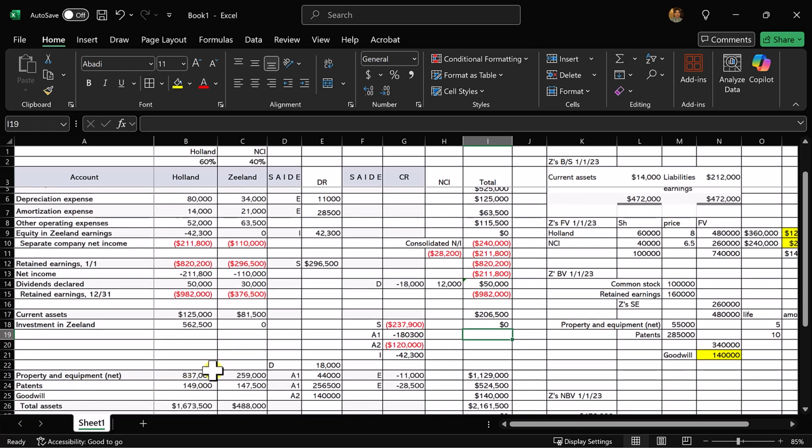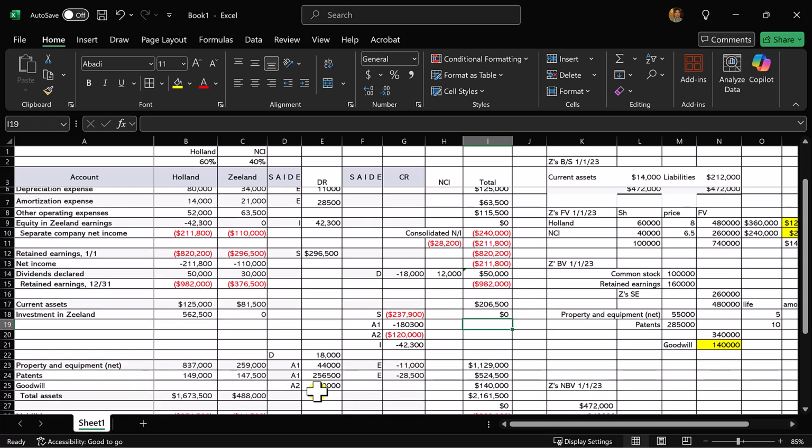Property, equipment, let's see. Every year, this adjustment A1 is going to go down because the carrying value, remember, it's being amortized. This adjustment E should be the same every year, at least for that 5 or 10-year period. The goodwill adjustment should be the same every year unless there's an impairment. Remember, we don't amortize goodwill like these other two assets. So total.